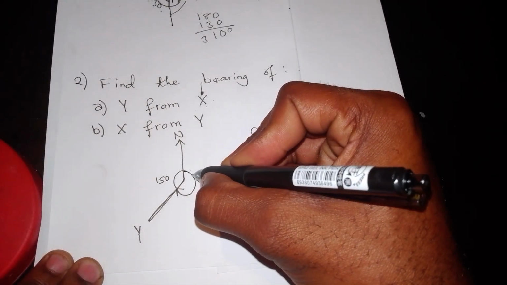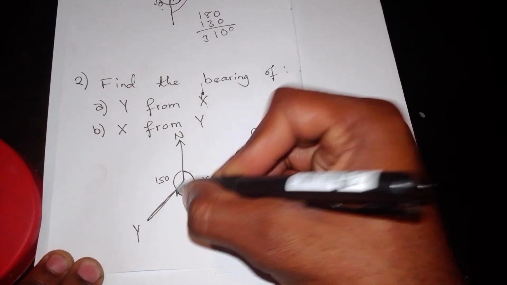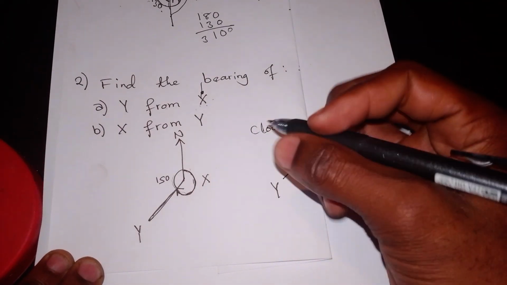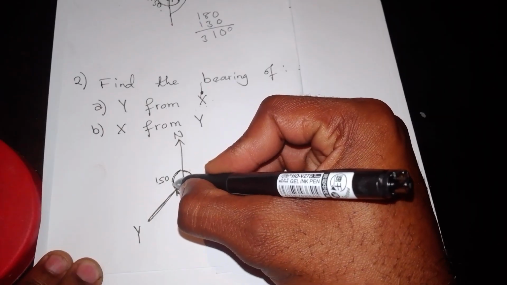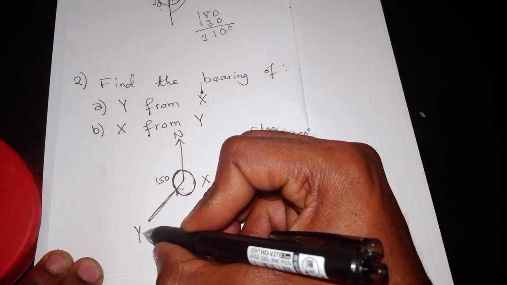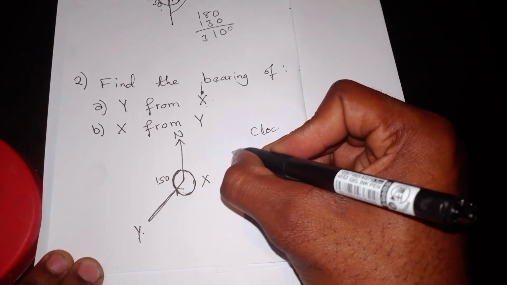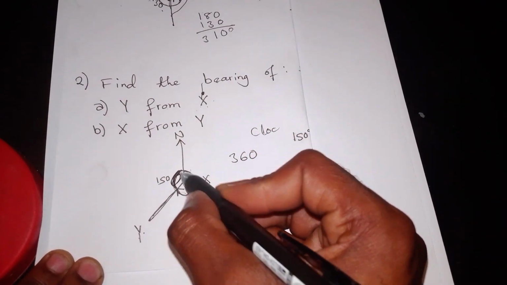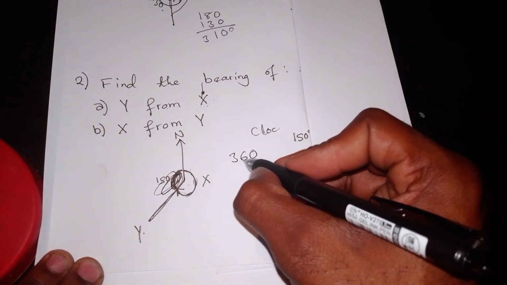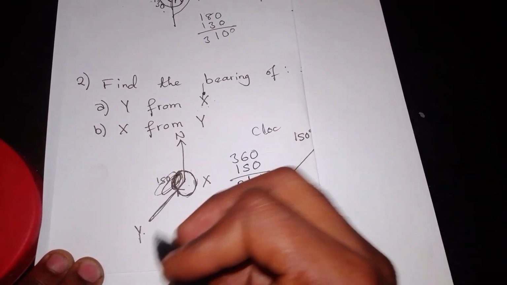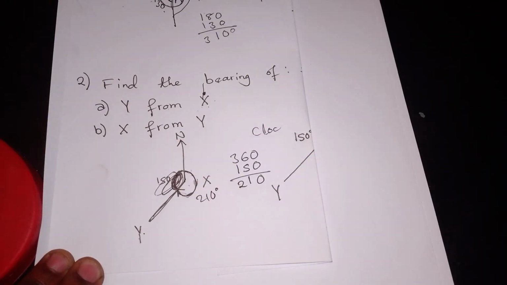Now, to find this angle, you know that a full revolution has 360 degrees, and a portion of it, this side here, is 150 degrees. So to find the bearing of Y from X, you can simply say 360 degrees, this entire thing, minus this part here. The moment you remove this part, you remain with this. 360 minus 150, so you have 210 degrees. So this will be 210 degrees, and you're done for part A.